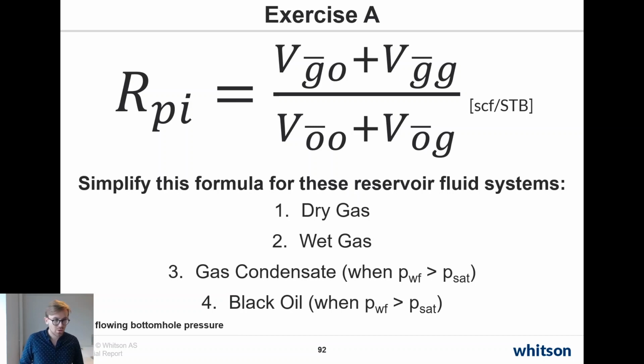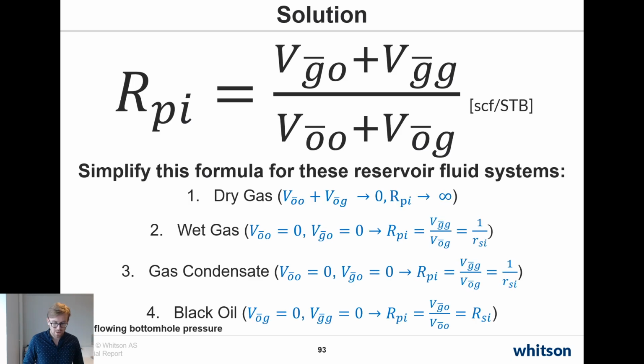Great. So now I assume that you clicked pause and tried to do this yourself, and now we'll go through the answers right here. The solution is given in this particular slide, where simplifying this formula for a dry gas reservoir, we know by definition that no condensate is produced at surface. Hence, both these terms down here will be zero, which gives us essentially a limit where the producing GOR goes to infinity, or where the OGR or CGR, which is the condensate gas ratio, is essentially zero.